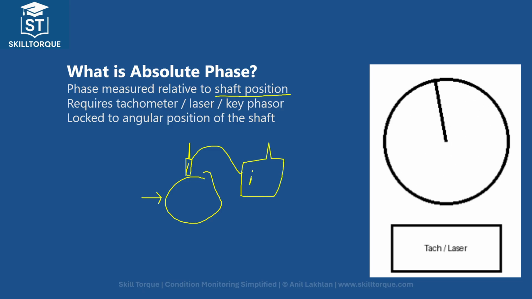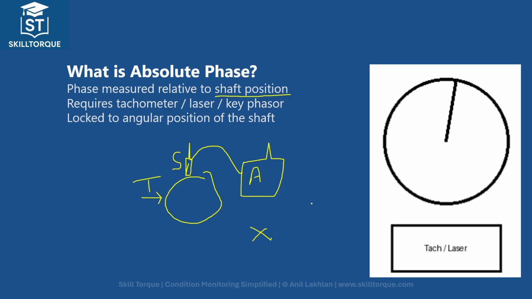Now the analyzer will compare the shaft position and the vibration timing. The shaft position the analyzer gets from the tacho, and the vibration timing it gets from our sensor, right? So these both are used to calculate the absolute phase angles, right? In one statement we can say this: without the shaft reference there is no existence of absolute phase.